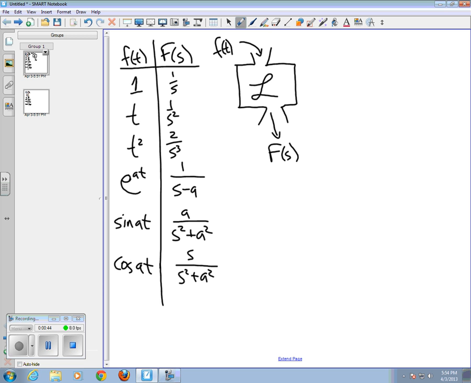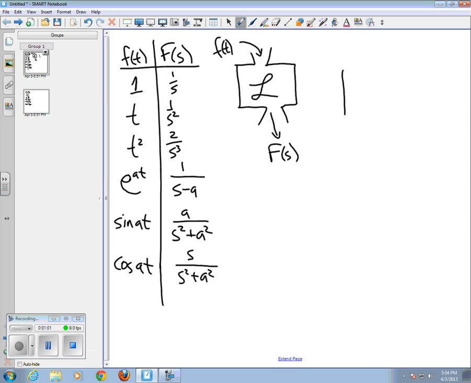But we saw in the last video that the Laplace transform is linear, and that allows us to then find Laplace transforms of somewhat more complicated functions that are combinations of the ones we have here in this table.